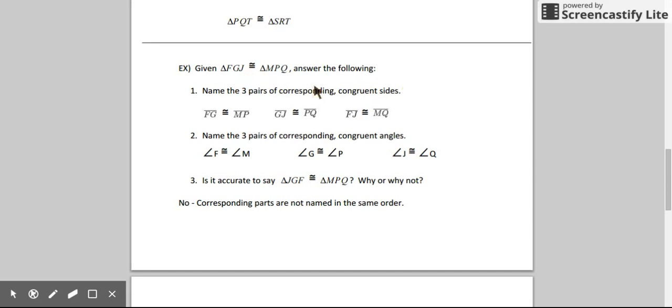If that's too much of a struggle, you can actually sketch out these two triangles. And you could describe the corresponding pieces by using your congruency symbols, and then you could go through and name all the congruent parts.